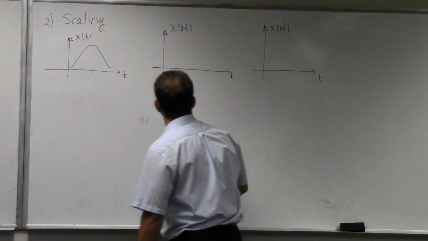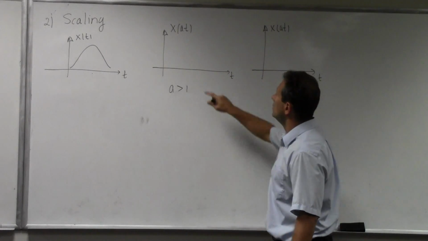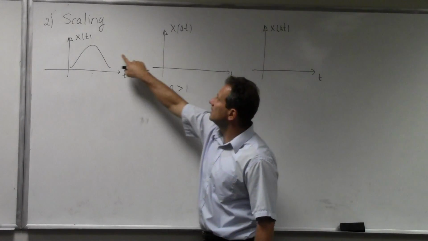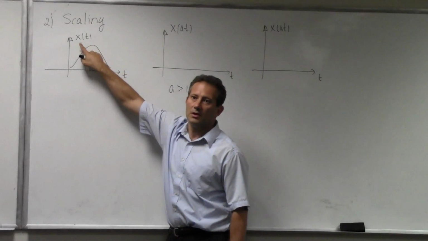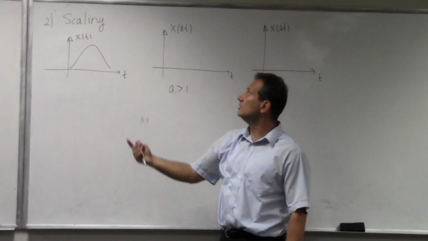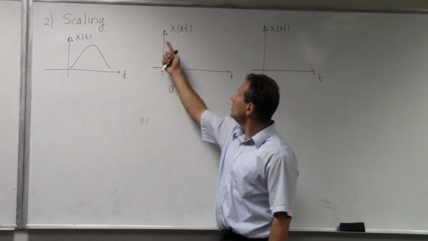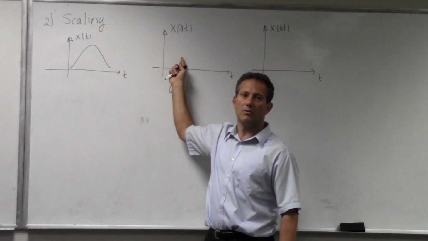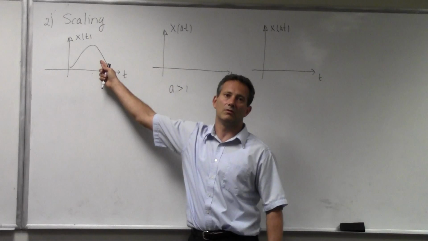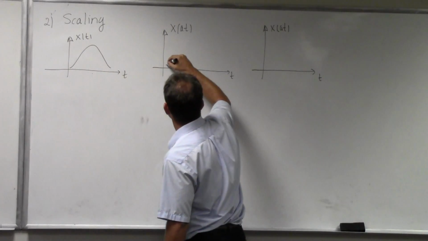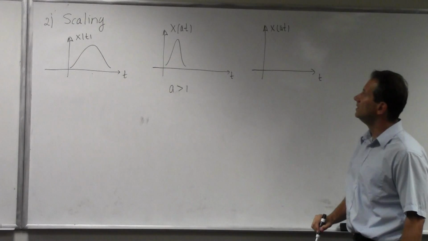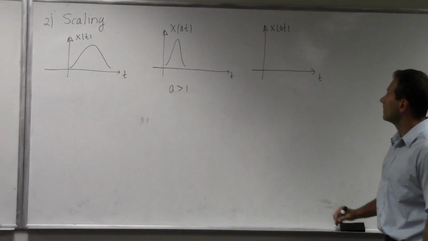When a is larger than 1, then you can see that this argument here grows faster than the t itself, right? So when you feed this argument into the function of x, you can see that it will go through all of these values here quicker than over here. So what that does, it compresses the signal in time. So this is x of at for a greater than 1.